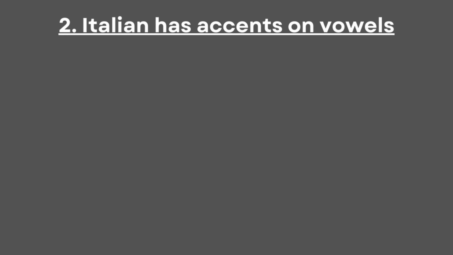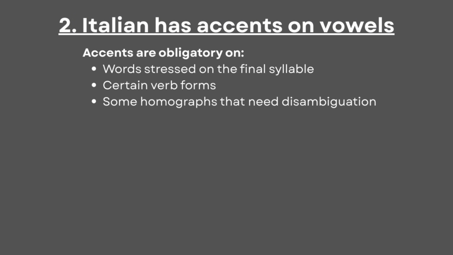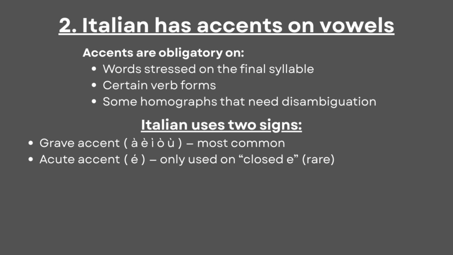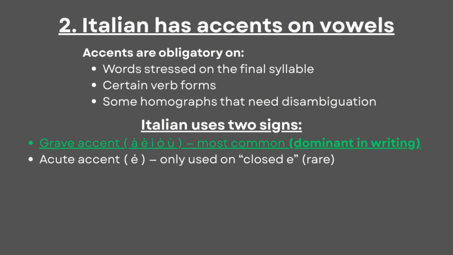Number 2. Italian has accents on vowels, and they're necessary for words that are stressed on the final syllable, certain verb forms, and some homographs that are spelled the same but pronounced with different stress. Although the topic of accents is for the alphabet, it's important to mention it beforehand. In short, Italian has the grave accent and the acute accent, but in writing, the grave accent is the standard and dominates more, while the acute accent only appears on a few words. Either way, accents are vital because they're mainly used for final stress, clarity, and a few verb forms.